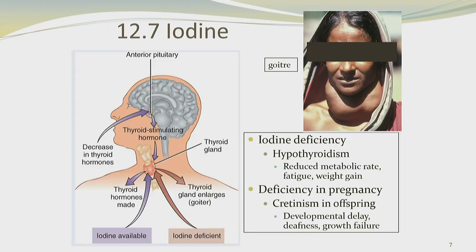Okay. And so it's important to note that cretinism is described as one of the number one causes globally of preventable mental retardation in the world. So this is a pretty serious deficiency.